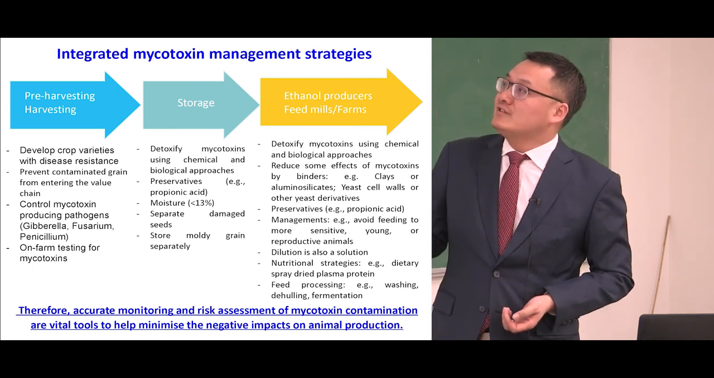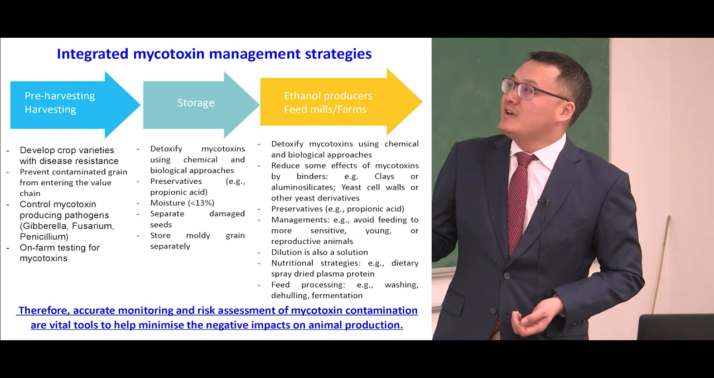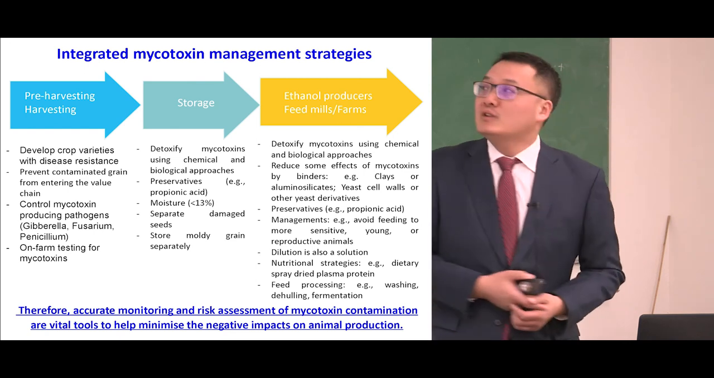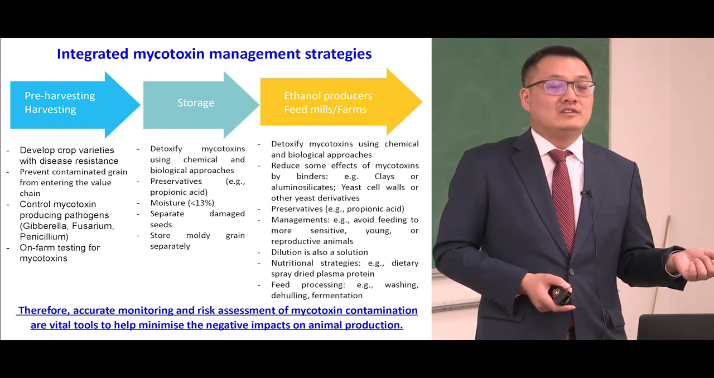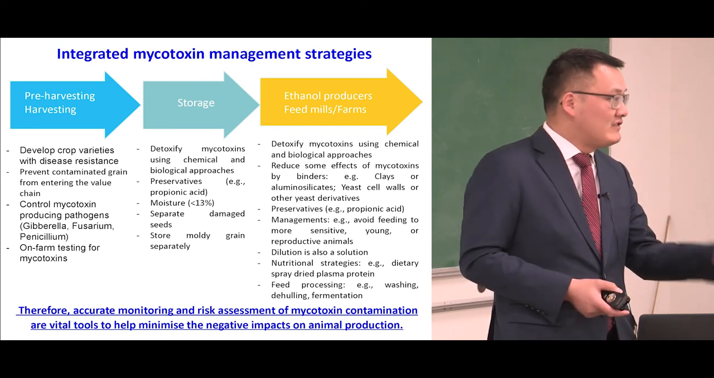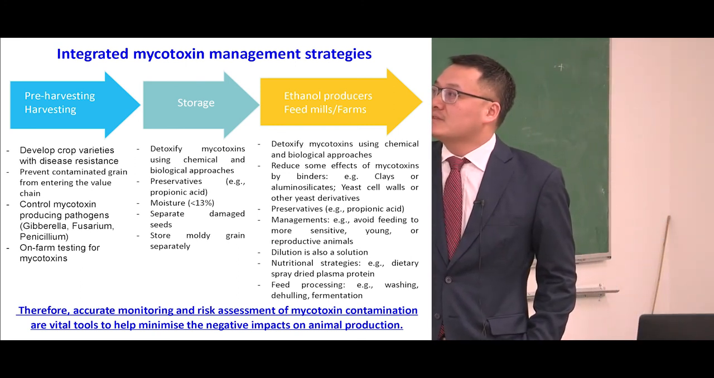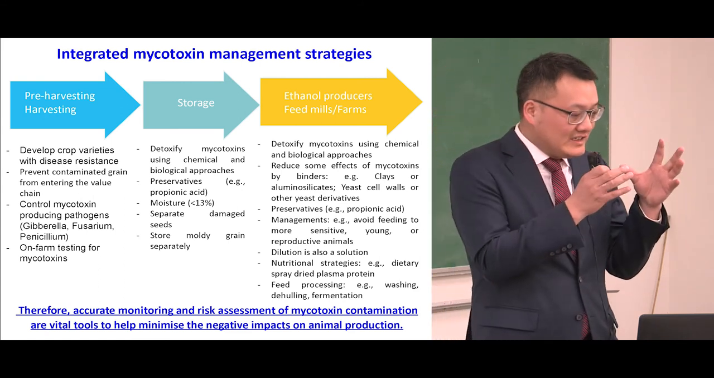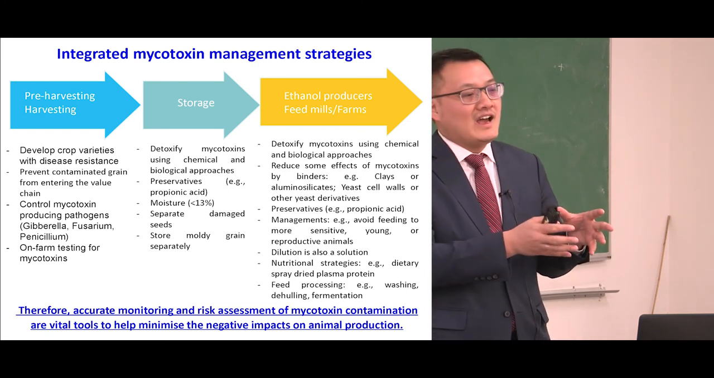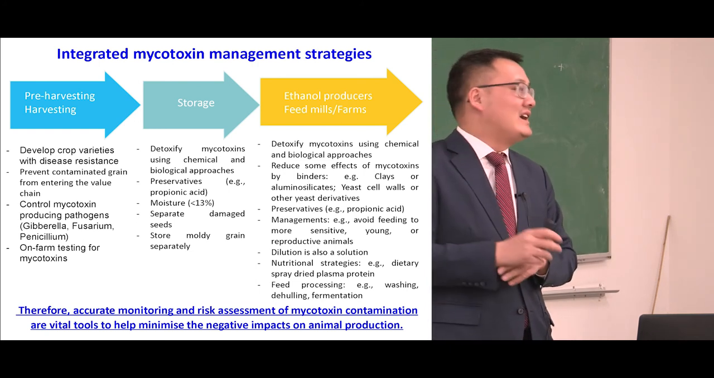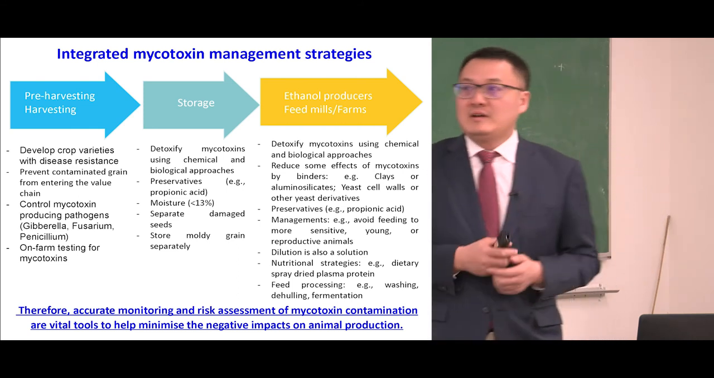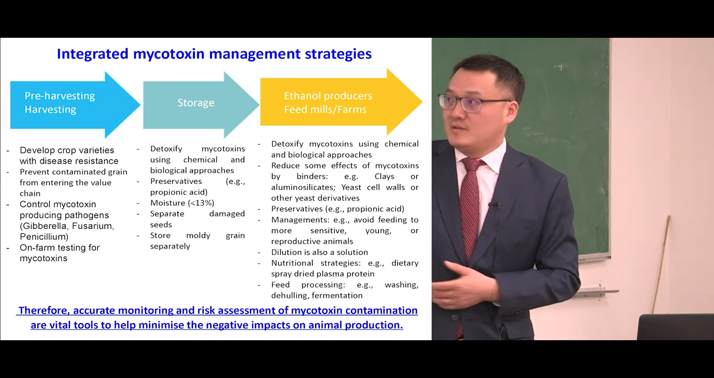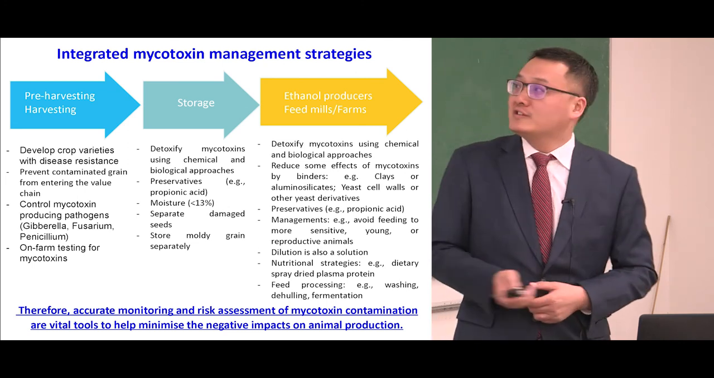And also preservatives, like propionic acid. The management skills, for example, if you already find the mycotoxin contaminated in the feed, try not to feed this to the more sensitive animals, like young animals and reproductive animals. So this is some management strategy. And dilution is also a partial solution. So you know the mycotoxin concentration in the feed ingredient, and then you can formulate the diet to avoid mycotoxin contamination of more than 1 ppm or 2 ppm or more than the regulated levels.